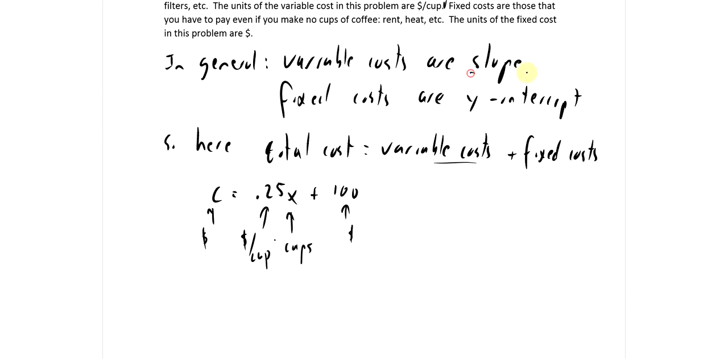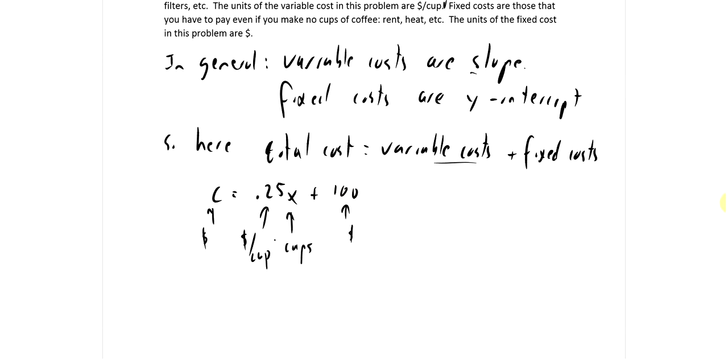So variable costs are the slope. Slope usually has units of this per that, because it's a fraction. Y-intercept is just units of, in this case, dollars. So that's your equation. Note that if X equals 0, then your cost is $100. That's your fixed cost. When X equals 0, that tells you what the Y-intercept is. So the Y-intercept is actually your fixed cost here.